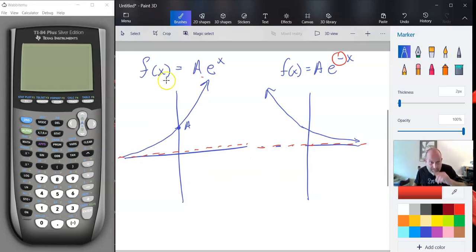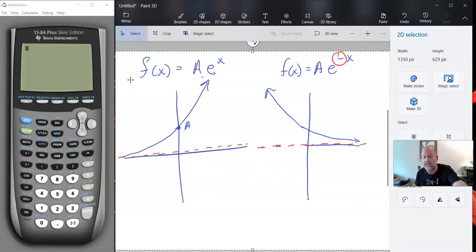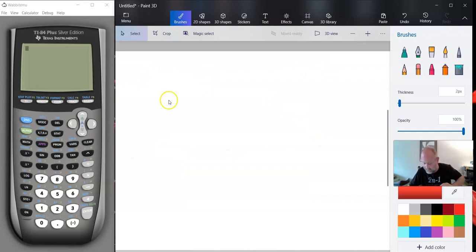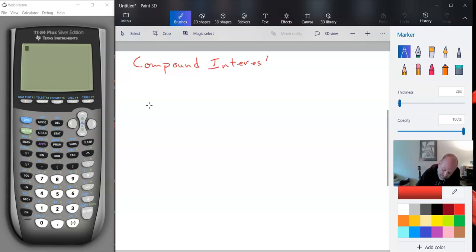Now, let's see here. I want to look at some examples of this. Okay, so the first and probably most common example is compound interest. Now, compound interest is kind of interesting. That wasn't supposed to be a pun. There's actually two different formulas you use. So we're going to start with the first one.